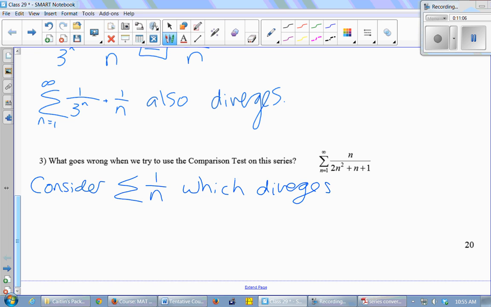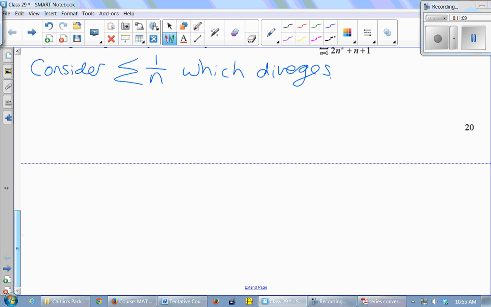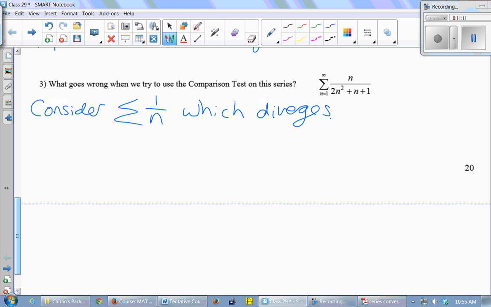So I'm going to try to use a comparison test, right? Which means that I need to show that the terms of my sum are bigger than the terms of 1 over n. So let's write this out. If I have n over 2n squared plus n plus 1, I want to compare this to 1 over n, which is a difficult comparison to make because the numerators and denominators are different. Yeah, the denominator is bigger. The numerator is bigger too, so it's hard to tell.